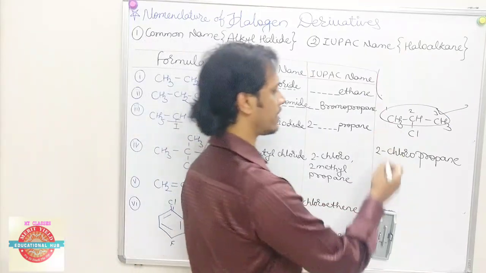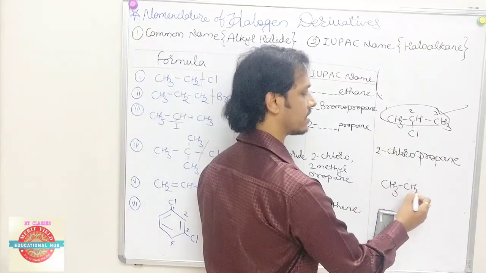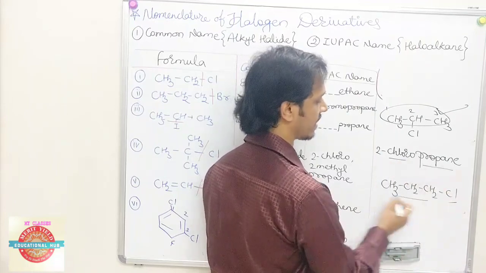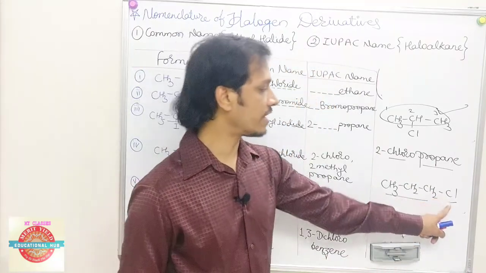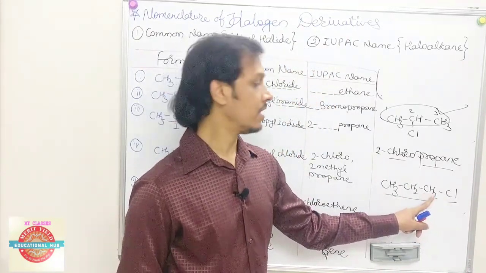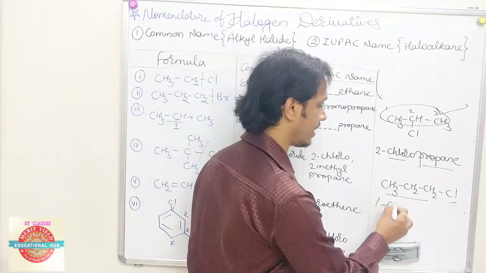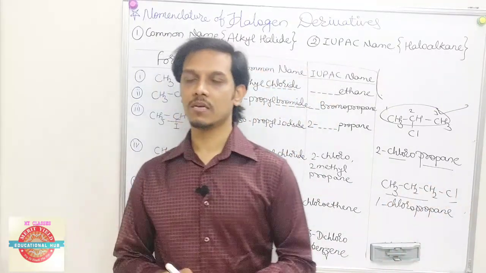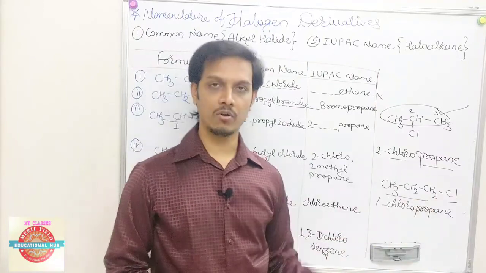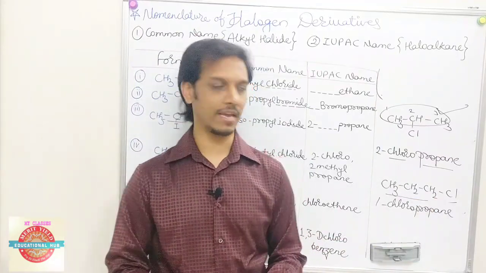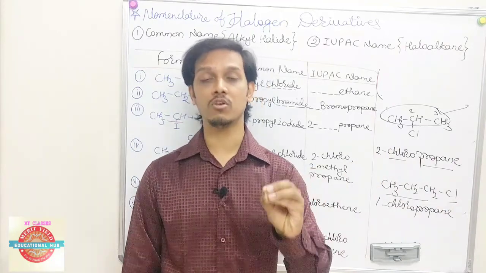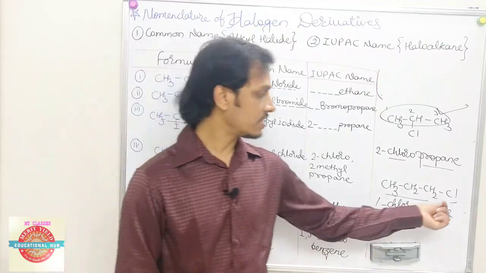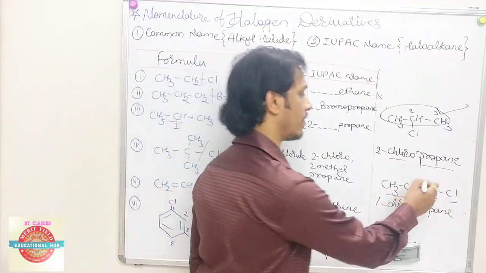Why am I saying this? Suppose I take this example, CH3, CH2, CH2 and Cl. Now again you get chloro for Cl, propane for the 3 carbon system, but here Cl is bonded to the first carbon. That's why the name will become 1-chloropropane. Now many students ask, is it a rule that we should start from the right end only? No. You should start from the end where the halogen is closer, where the halogen will get the minimum locant number. So Cl is getting number one here, that's why the name is 1-chloropropane.